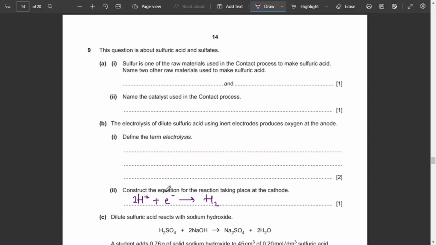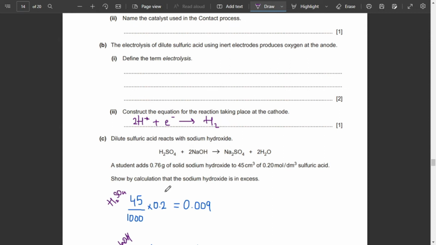Now how did I know that the reaction that is going to take place at cathode will produce hydrogen? Because if we go through the reactivity series, then we will come to know that hydrogen will be released. So you need to learn the reactivity series very properly.